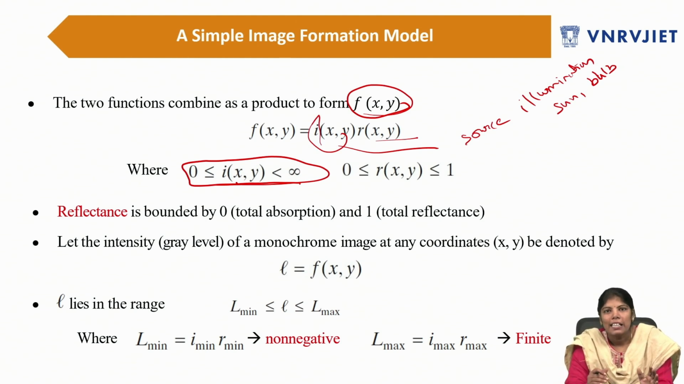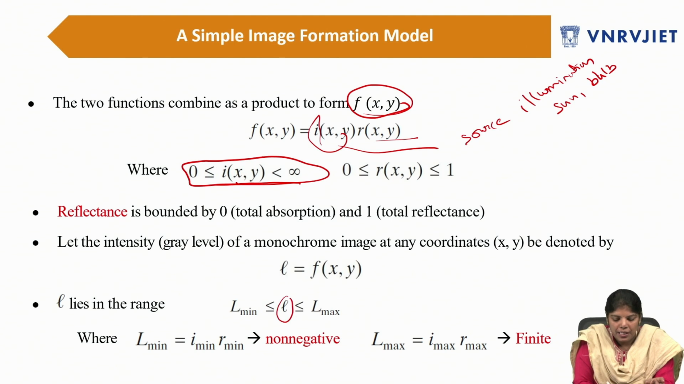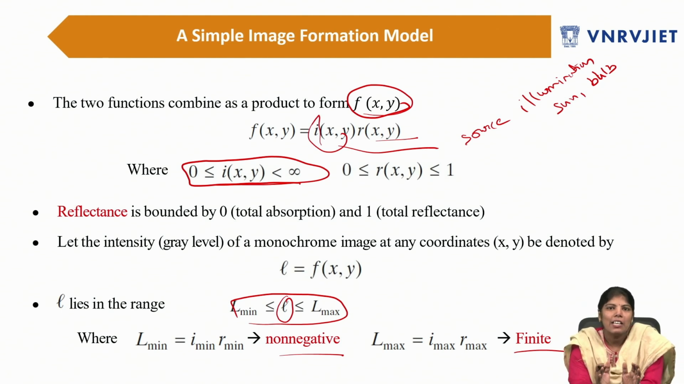So L is the grayscale intensity level of the particular image, and it always lies between L minimum and L maximum. L minimum is a non-negative number and L maximum is finite. So the intensity levels always lie within that range. If it is a black and white image, the intensity levels lie between 0 and 1. If it is a color image, the intensity lies between 0 and 255.